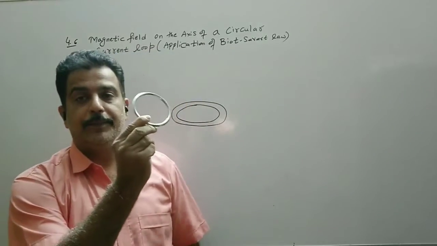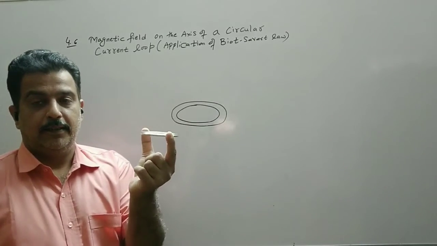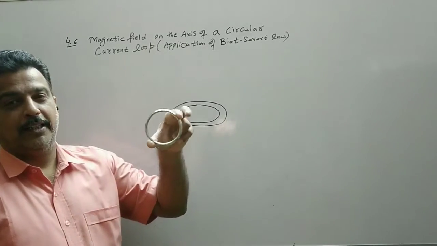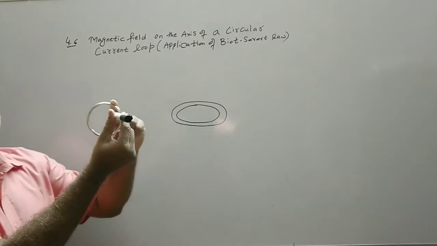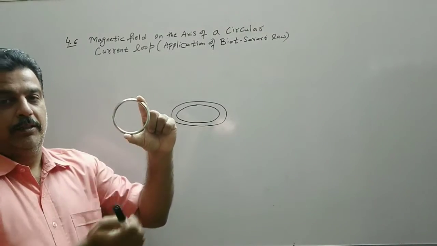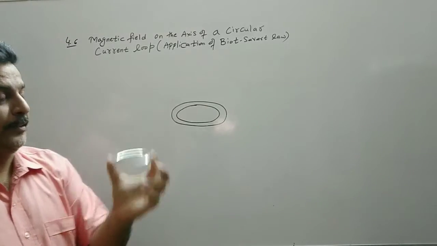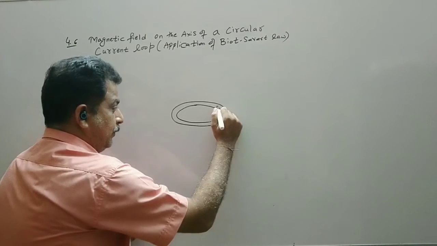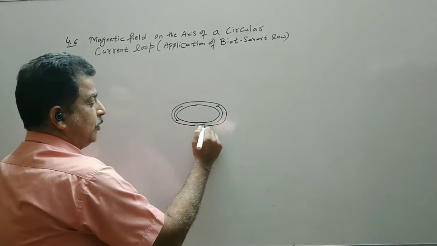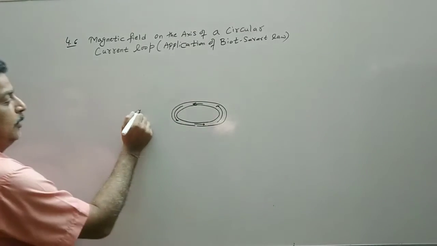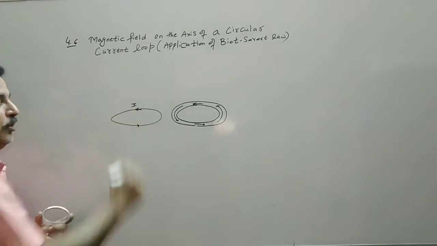So this is a ring. The ring is placed like this. We try to understand the ring like this. So you can keep the ring like this. This is the axis of the ring. For the time being, to understand the direction, I am keeping the ring like this. Now let us assume the current flowing in the ring is in the anti-clockwise direction. So this is the direction of the current which is flowing in the ring.